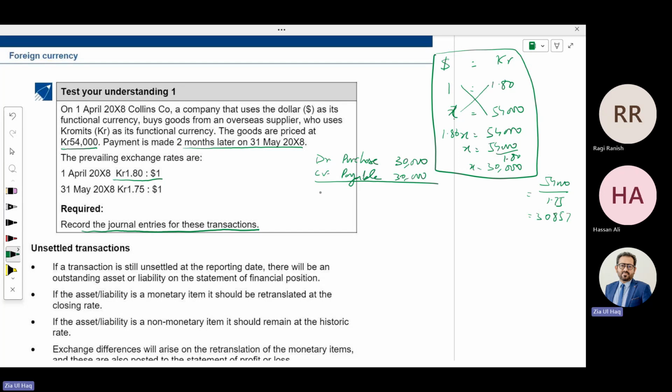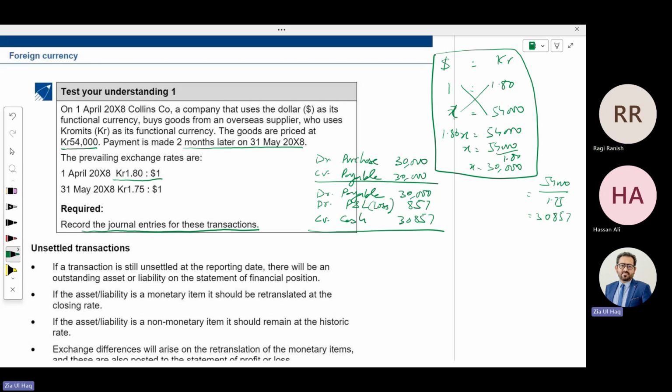But we will debit our payable with the amount that was in the financial statements. We are paying cash, so cash will be credited with 30,857. This means we need to record on the debit side the amount of 857, to where? To the profit and loss account. Whether that will be a gain or loss? Loss. Can you understand this? Yes.